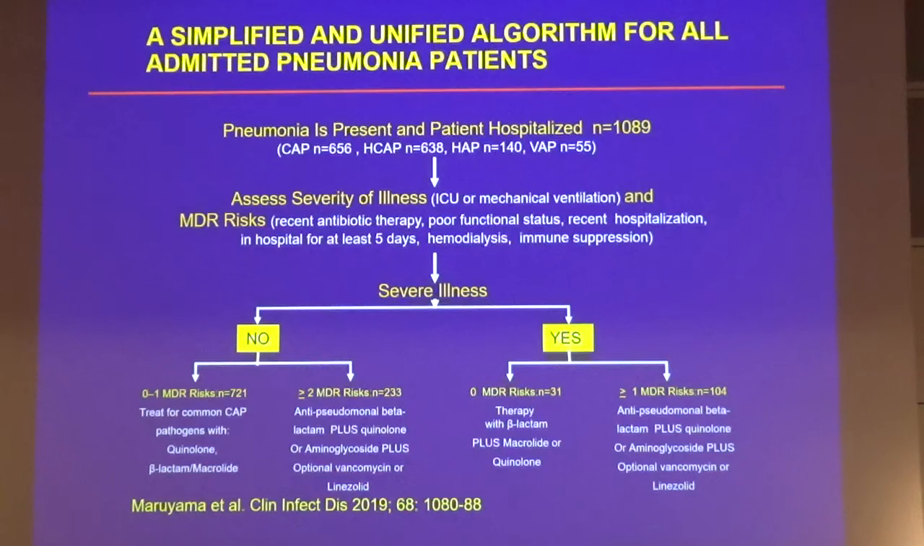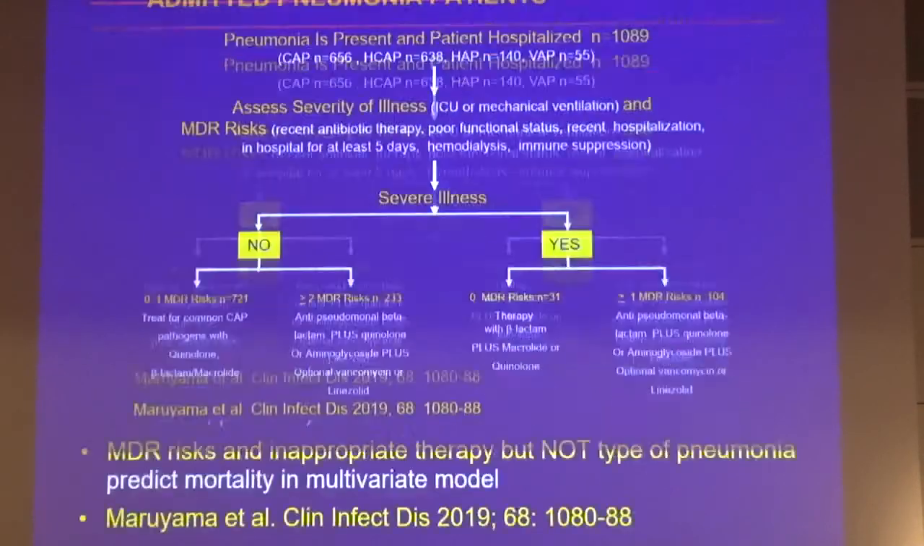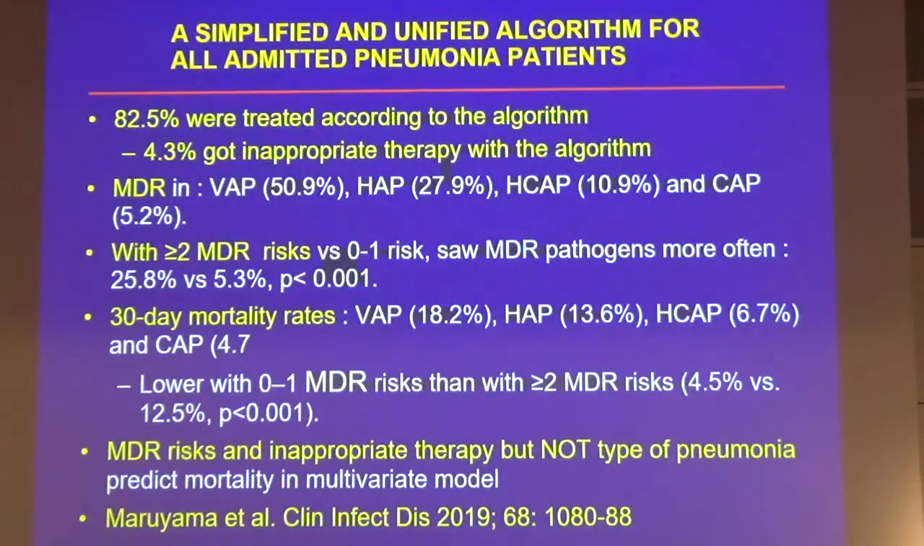an aminoglycoside or quinolone. And depending on your clinical assessment, you decided whether you wanted to cover MRSA in that population. And for the last group, the sickest group with multiple risk factors, here again, the same therapy of an anti-pseudomonal beta-lactam, an anti-pseudomonal quinolone or aminoglycoside, plus again, consideration of vancomycin or linezolid. So when we applied this algorithm prospectively, 82% of the time, patients were treated according to the algorithm.